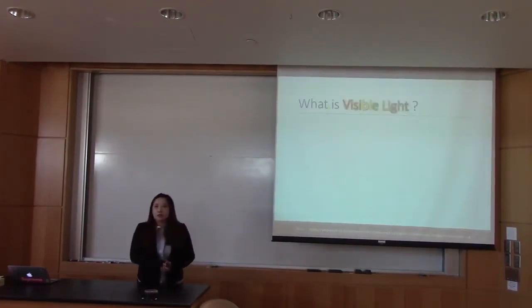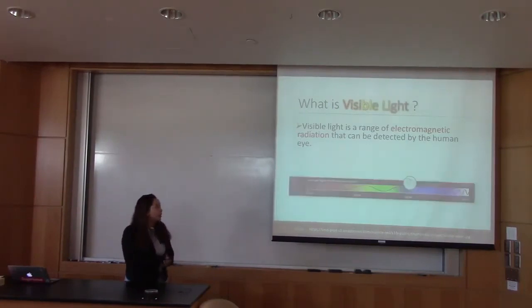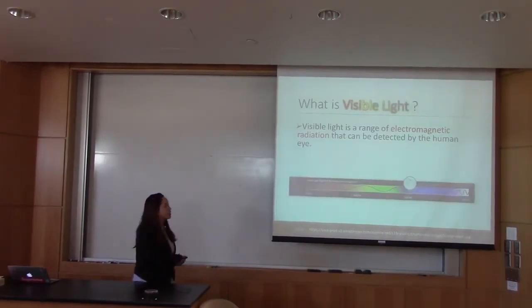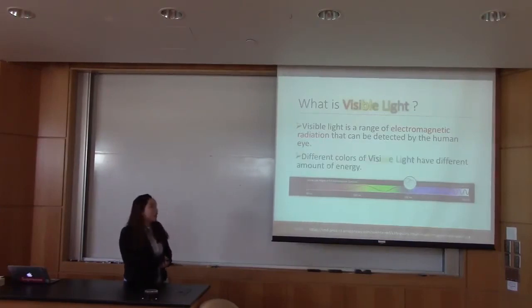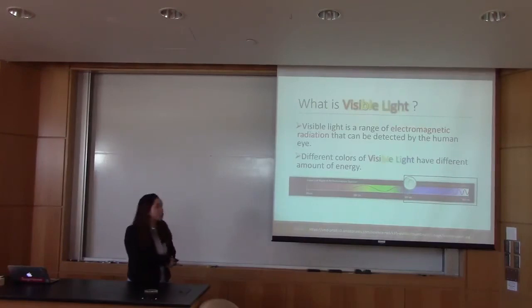First, what is visible light? Visible light is a range of electromagnetic radiation that can be detected by the human eye. Normally, the wavelength of visible light is from 700 nanometers to 400 nanometers. The different colors of visible light have different amounts of energy. Light from 500 nanometers to 400 nanometers has very high energy among the different colors of visible light, so many chemists use this part of the light to do chemical reactions.